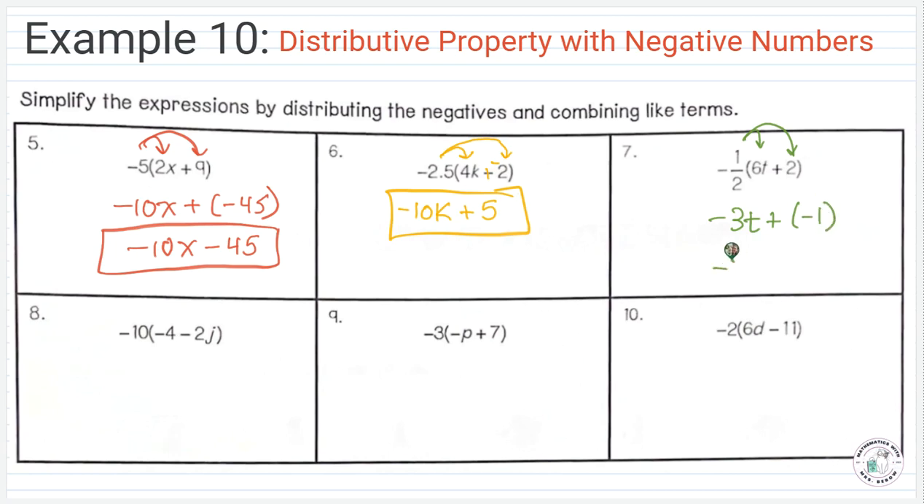And then we'll just clean this up like we did back on the first example on the slide and write that as -1 instead of plus -1. Again, rewriting that adding a negative as just subtraction is the best way to go with these.